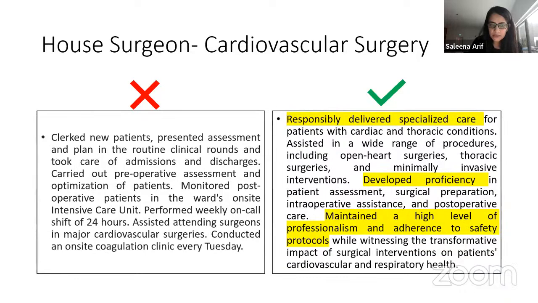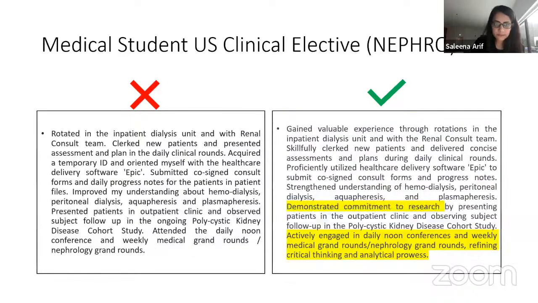This is a house surgeon in cardiovascular surgery. A lot of us did that too when preparing for USMLEs back then. So you want to talk about how you responsibly delivered specialized care, you developed proficiency in some particular skill, and you maintained a high level of professionalism. When you're talking about surgery, you may want to mention something like you were very strict about safety protocols, or something like that. Some things that are much appreciated in the North American healthcare system specifically.